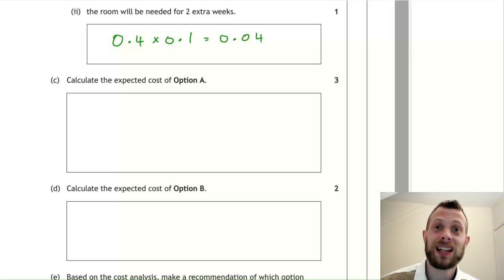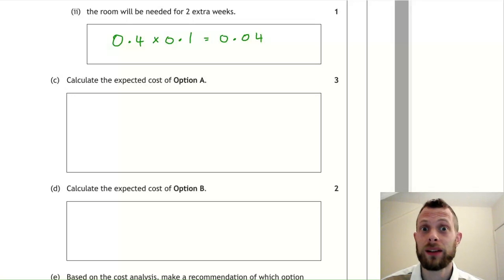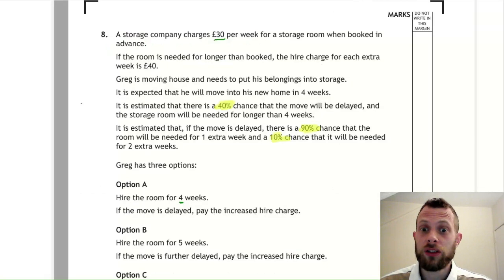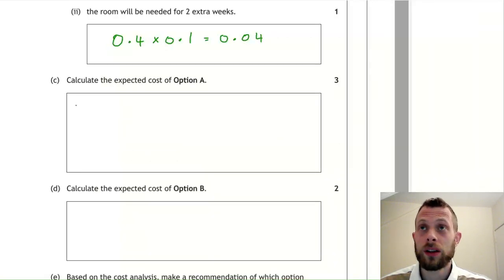Now expected value doesn't just mean what you expect is going to happen, it does have a specific mathematical meaning, which is simply the probability of the value multiplied by the value. So for option A, we are hiring for 4 weeks, whatever happens, and each week is going to be £30. So we do 4 times 30 to get £120.